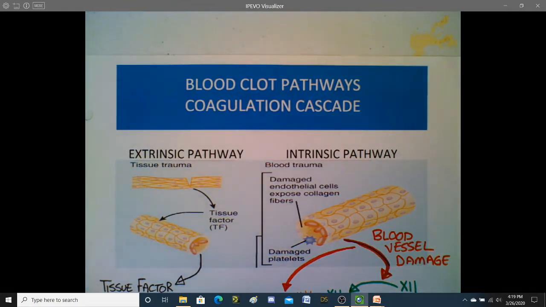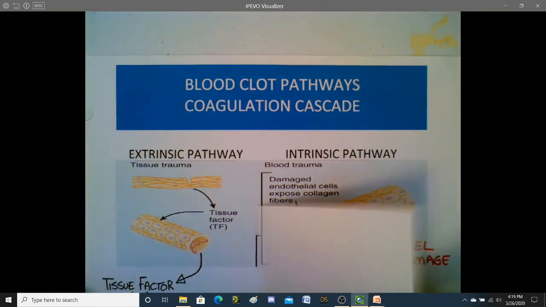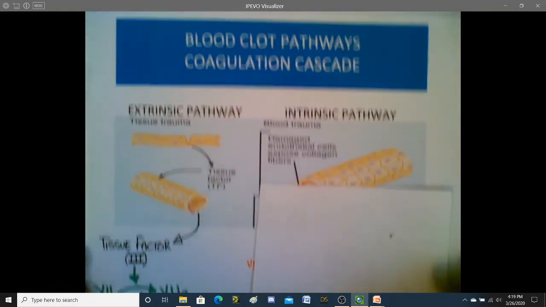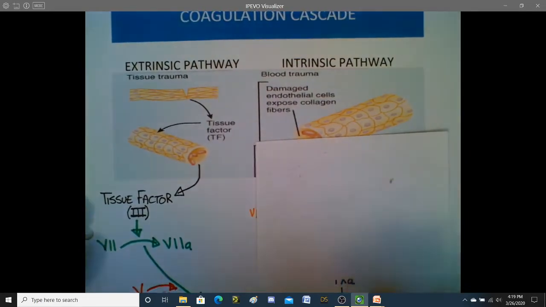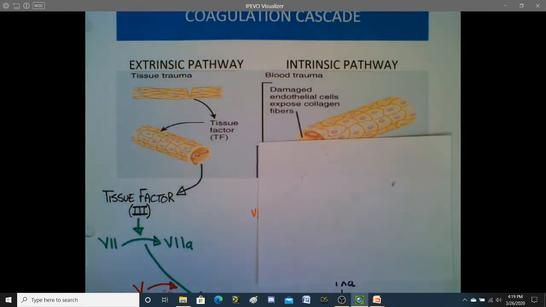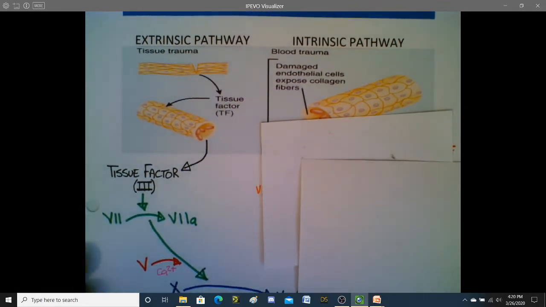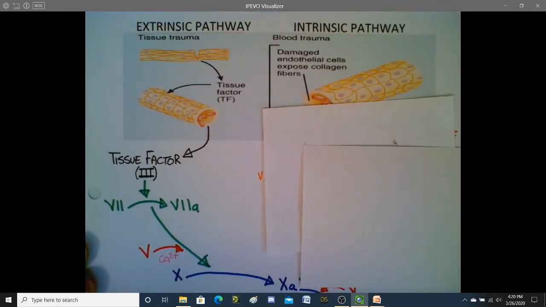All right, now I think to make things easier, we're going to talk about the extrinsic pathway first. And so what this involves is several clotting factors. Now, clotting factors are named after Roman numerals. All right. So this might seem a little bit weird at first, but once you study it, it kind of starts making sense. So the extrinsic pathway is going to be tissue damage.